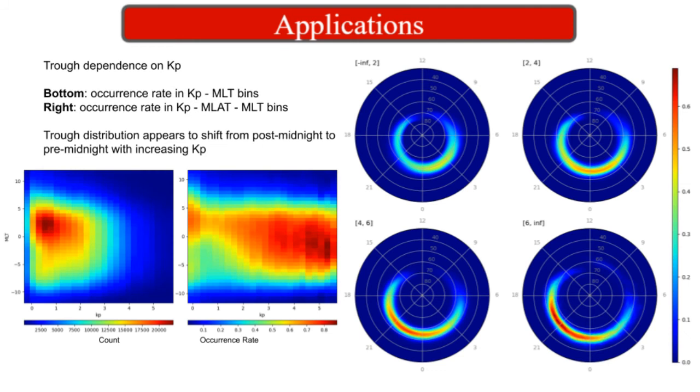On this slide, we show that the trough's local time appears to also have a dependence on Kp. The right panel of the left figure shows the trough's occurrence rate in local time Kp bins. At low Kp, the trough occurs mostly post-midnight. This can also be seen in the top left panel of the right figure. As Kp increases, the distribution of the trough shifts towards the pre-midnight sector. We believe that this could be explained by an increased number of troughs caused by subauroral polarization streams, but further investigation is required to clarify this relationship.